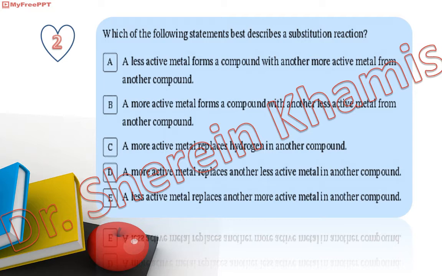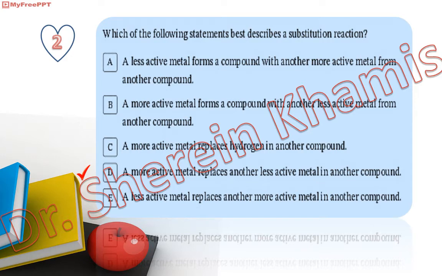The more active metal will make a reaction, meaning it makes a replacement or takes the place of another metal. So it will replace another one, but it must be more active than this metal in another compound, in another salt. So we can say the right answer will be letter D. A more active metal replaces another one that must be a less active metal in another compound.